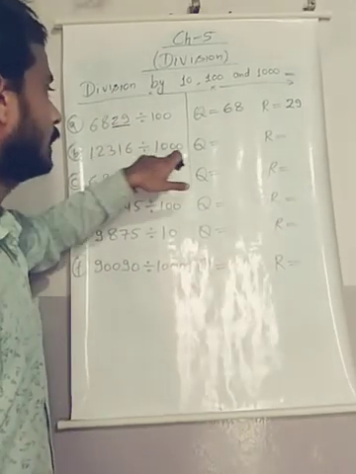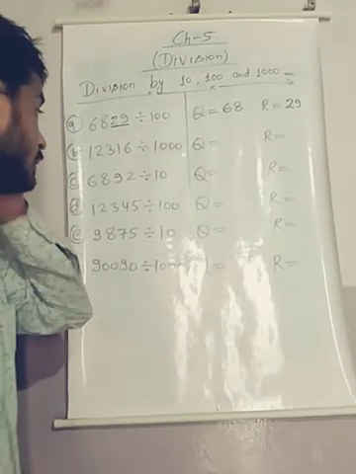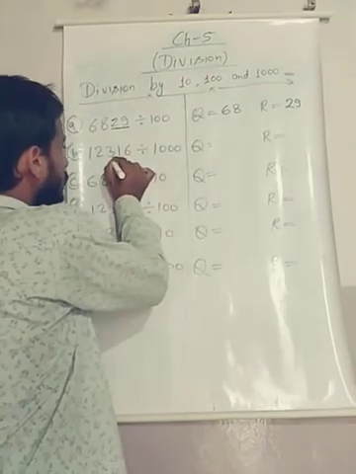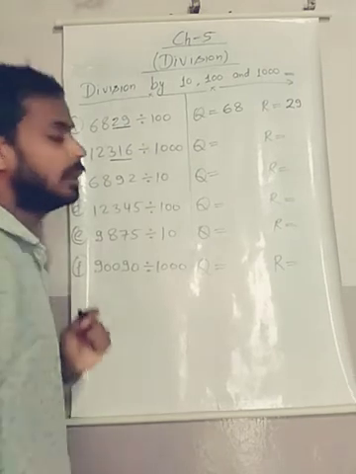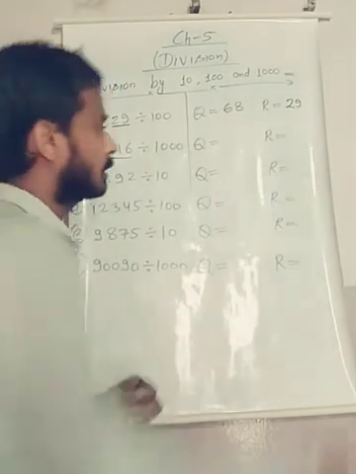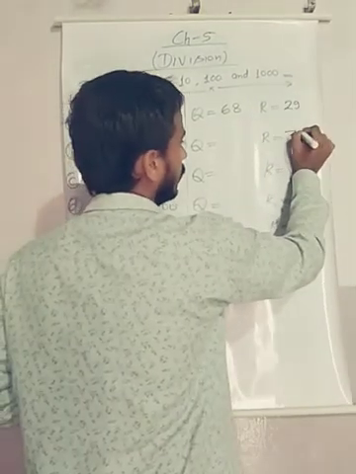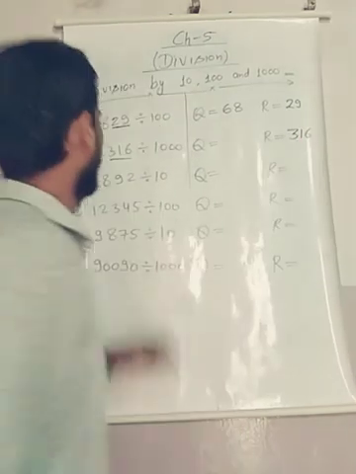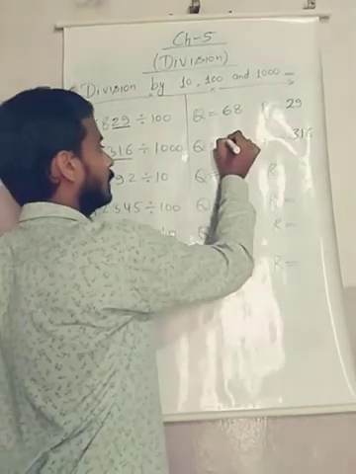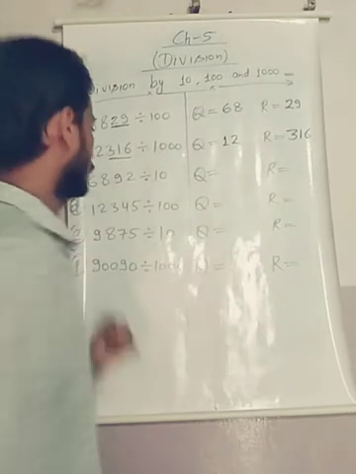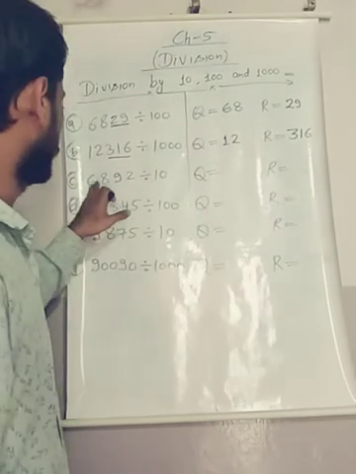Now B, 12,316 divided by 1000. In this case, the last three digits, 316, are remainder. So right here 316, and the rest, 12, is quotient. Clear?